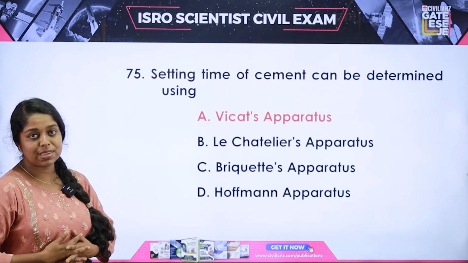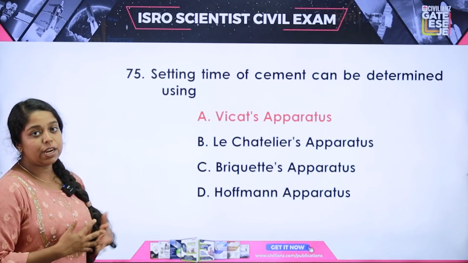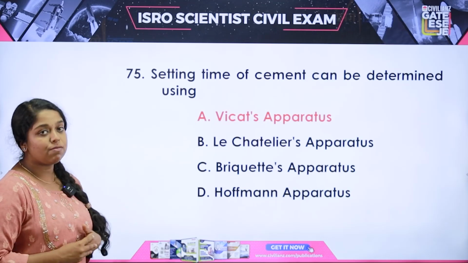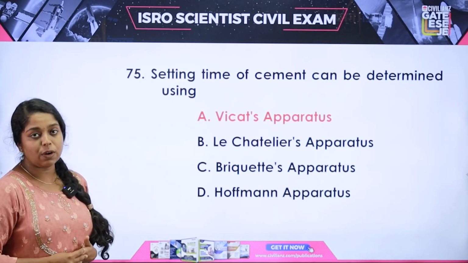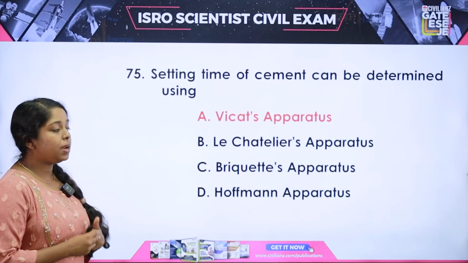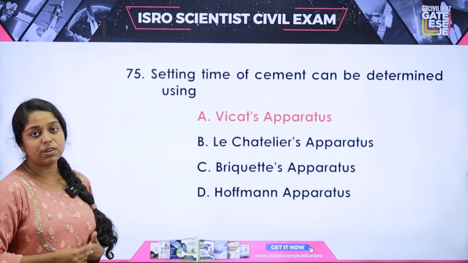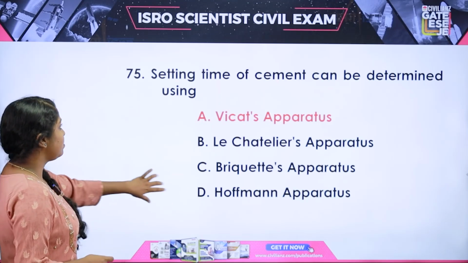This is a very basic question. We know that for finding out the setting of cement, we usually use Wicket apparatus. The Le Chatelier's apparatus is usually used for finding out the soundness of the cement, and the Briquette apparatus is used for finding out the tensile strength of cement.